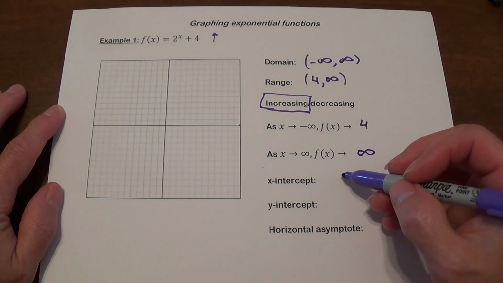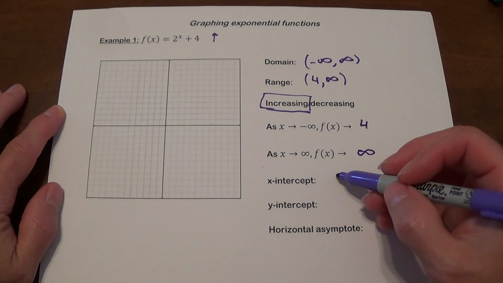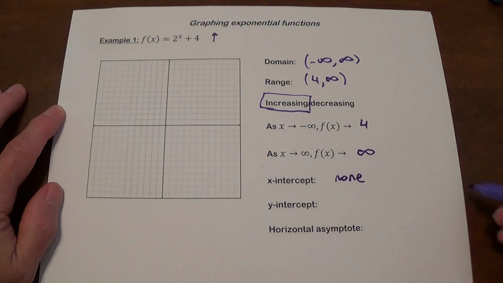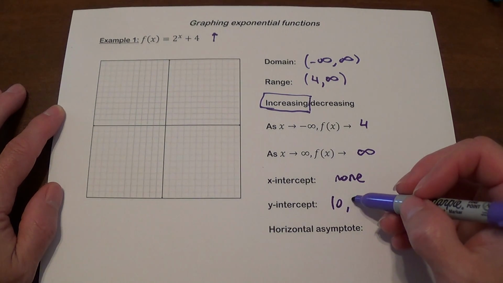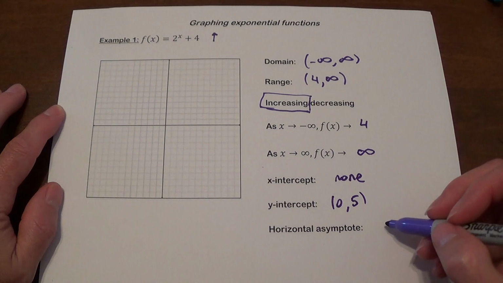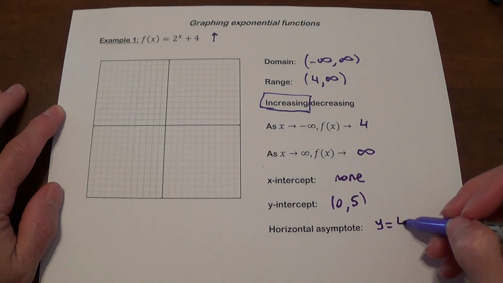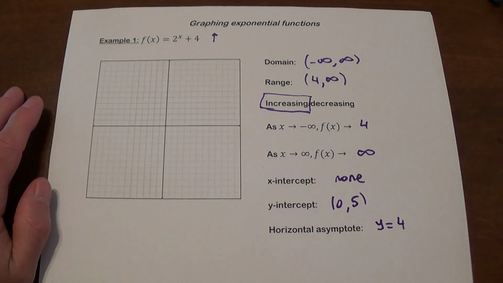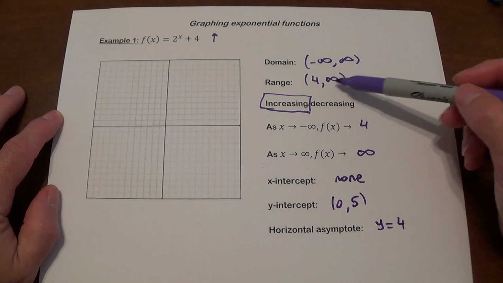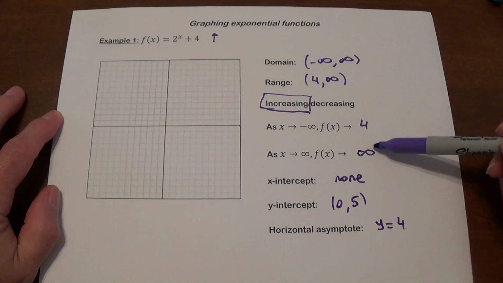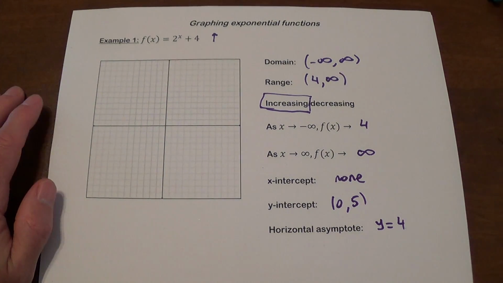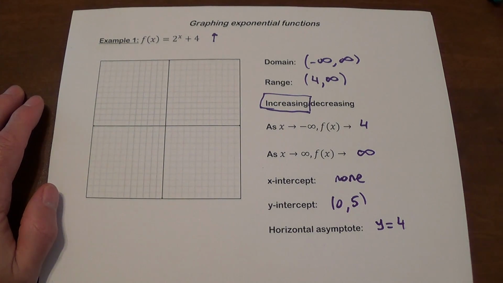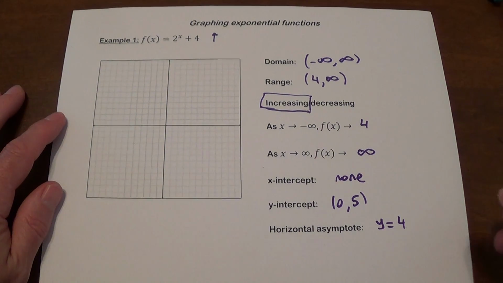Its x-intercept is going to be, we do not have one, because the graph will never cross the x-axis, and its y-intercept, when you substitute 0 for x, you're going to get (0, 5). And this function is going to have a horizontal asymptote y equals 4. Let me point out a few values here that are important. Take a look at the range from 4 to infinity. One of these numbers will be 4, the other one is going to be infinity, and the horizontal asymptote will match the finite boundary of the range.